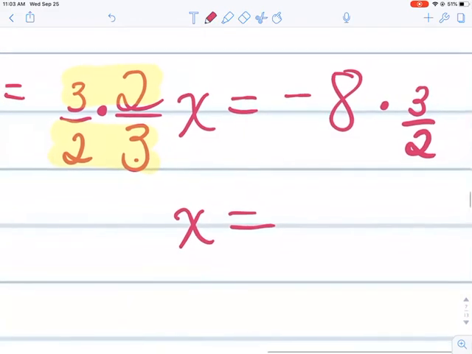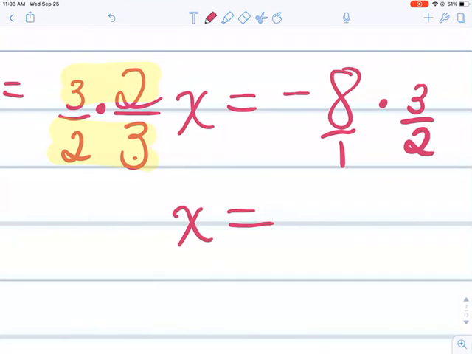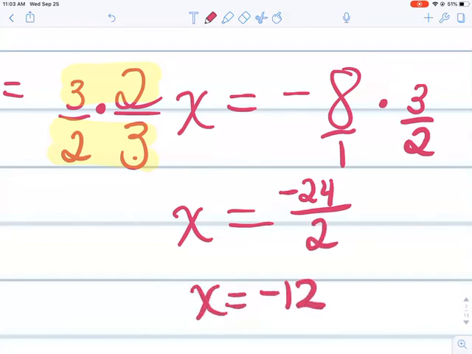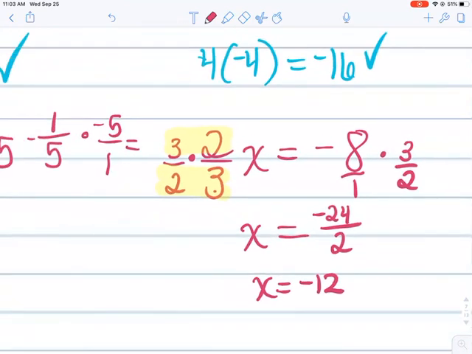Then when we multiply here, we're going to multiply across. So -8 times 3, which is -24, over 2 times 1, which is 2. And then when I simplify, I get -12.